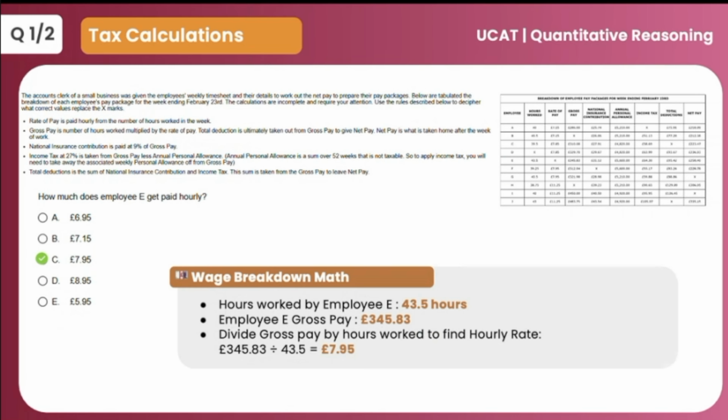We've got the hours worked by employee E is 43.5, and we know that the gross pay is 345.83. So in this case, even though there's a lot of information, the actual calculation is quite easy. It's just 345.83 divided by 43.5, which you just pop in your calculator.